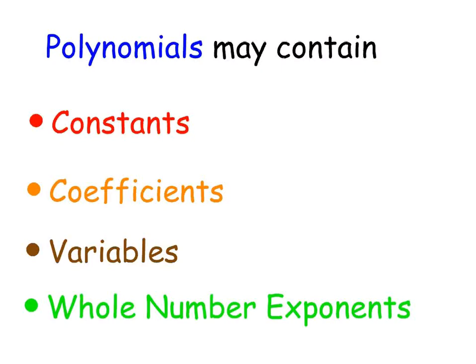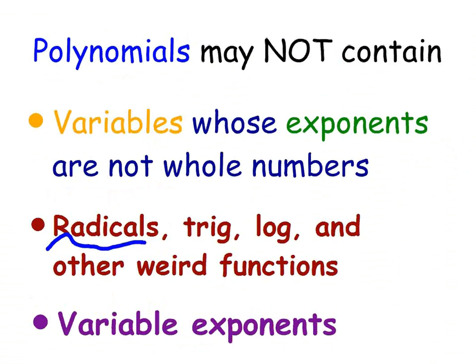All right. Now, talking about polynomials, what is a polynomial? A polynomial can contain constants, it can contain coefficients, variables, and whole number exponents. So it can have all of these things as a polynomial. What it cannot have is variables whose exponents are not whole numbers. That is not allowed. So if the exponent is 1/2 or -7, anything that's not a whole number, 2.5, not going to be a polynomial.